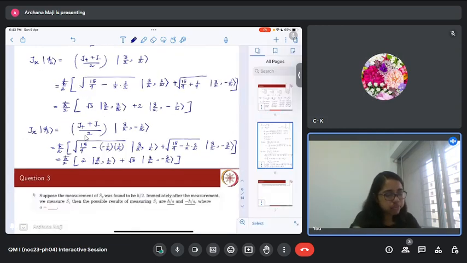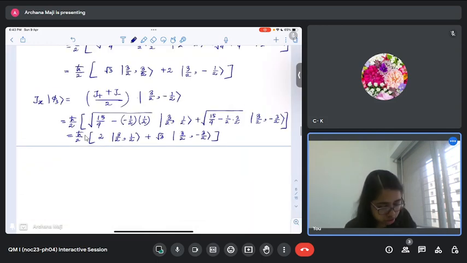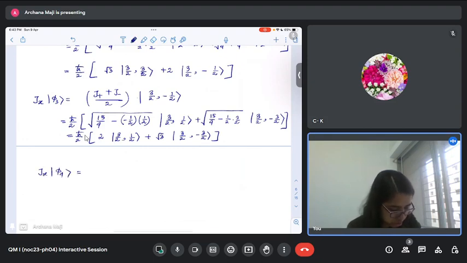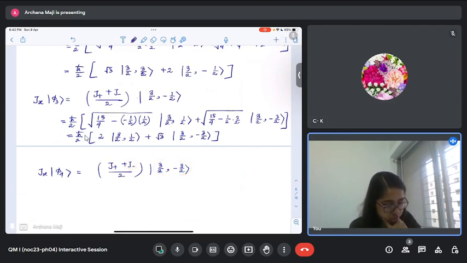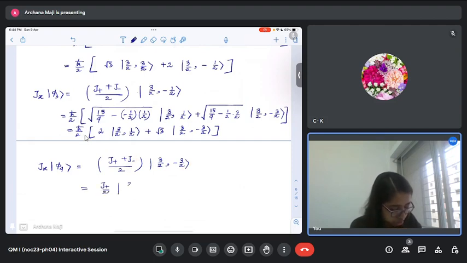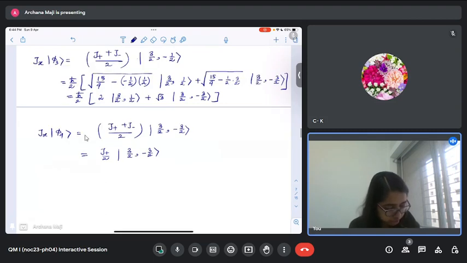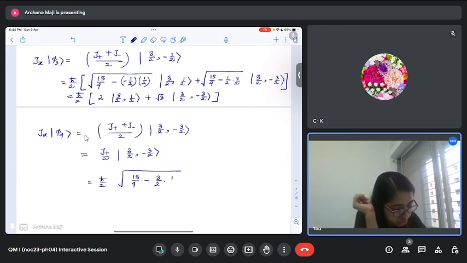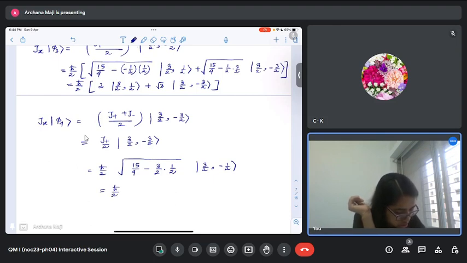Now the same thing will happen when j minus acts on phi 4. So it is (j plus j minus) over 2 acting on |3/2, minus 3/2⟩. But j minus acting on |j, minus j⟩ gives 0. So you will get contribution from j plus only, and that is ħ/2 square root of j into j plus 1 minus m into m plus 1, that is 3 by 2 times half, |j, m plus 1⟩, that is this. So again you get square root 3.